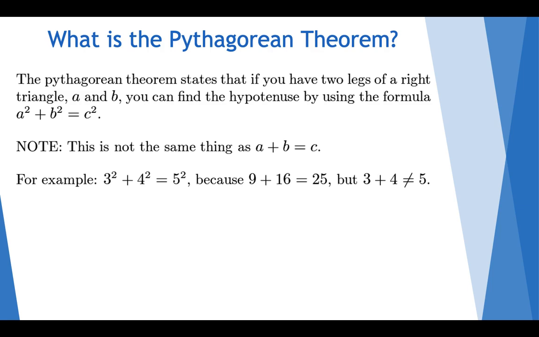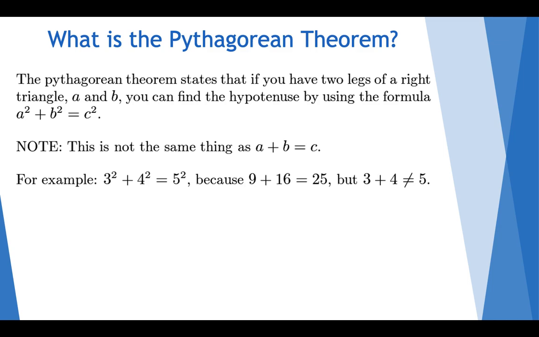This is not the same thing as a plus b equals c. For example, 3 squared plus 4 squared equals 5 squared, because 9 plus 16 equals 25, but 3 plus 4 doesn't equal 5, it equals 7. This is because of polynomial operations. We'll get to that later.